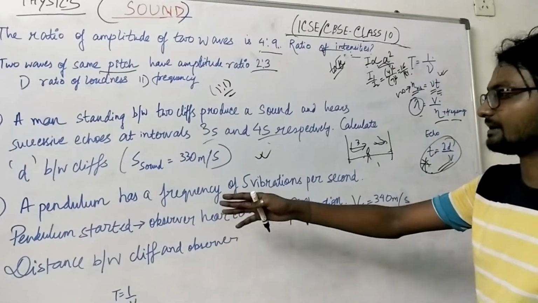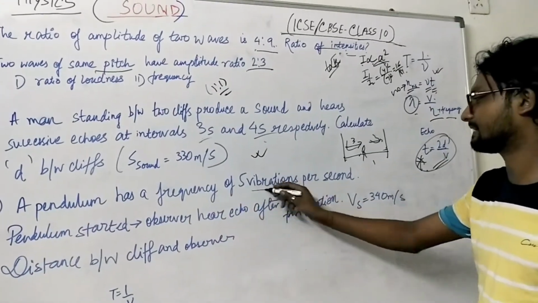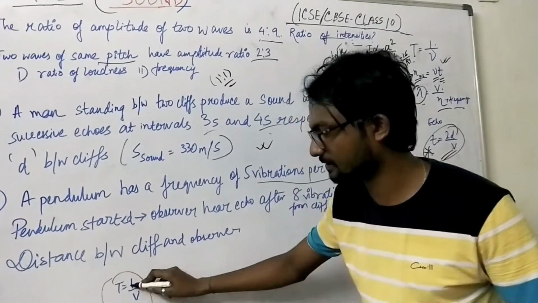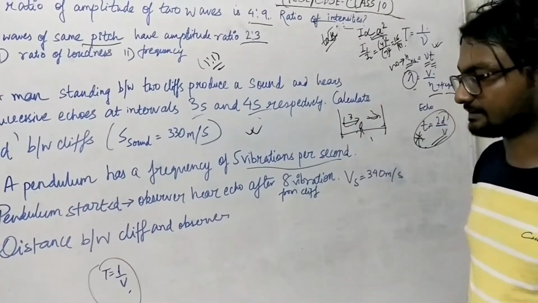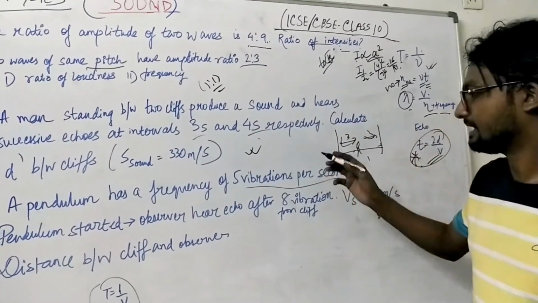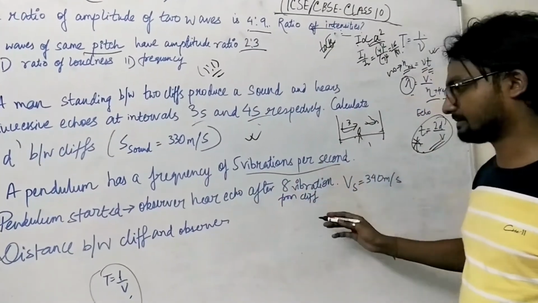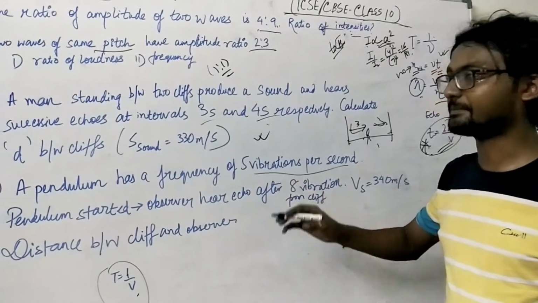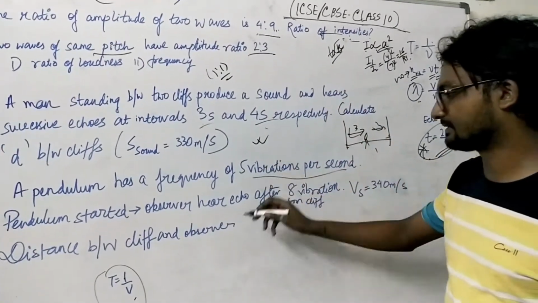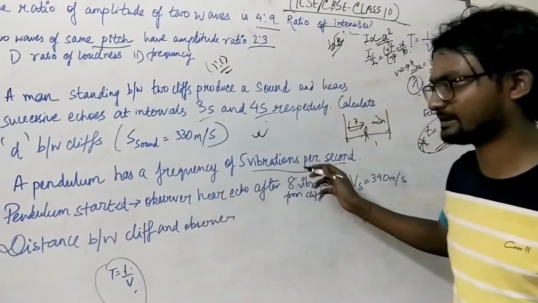Then number 4, a pendulum has a frequency of 5 vibrations per second. So 5 vibrations per second, you can use this formula, time period equals 1 by the frequency. If you need to know the time period of the pendulum, it is how much time it takes for one oscillation. So with frequency 5, it is 1 by 5, you can find the time period.